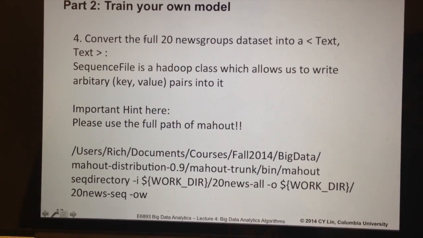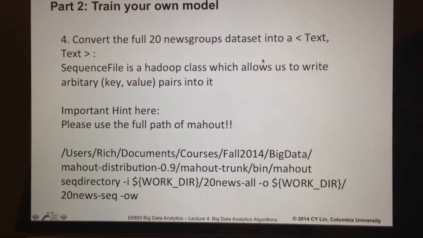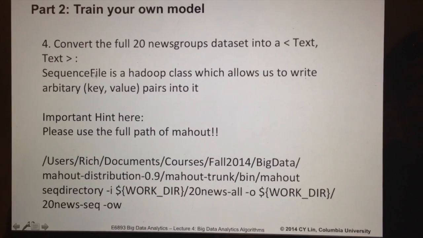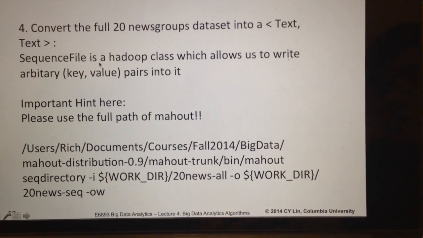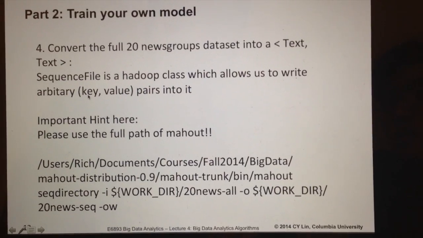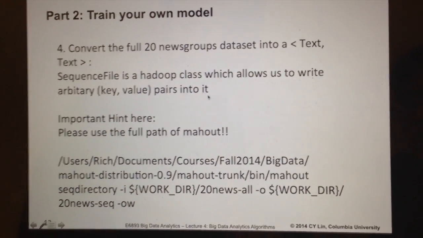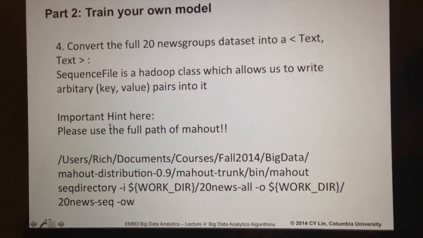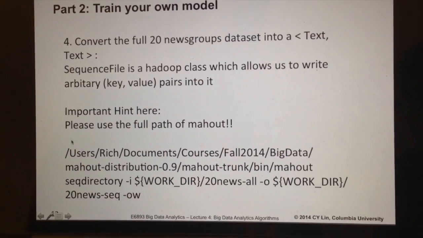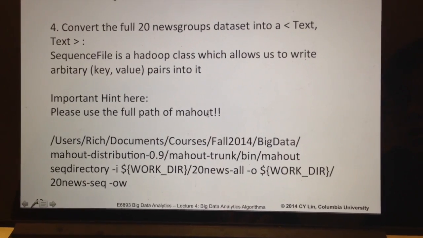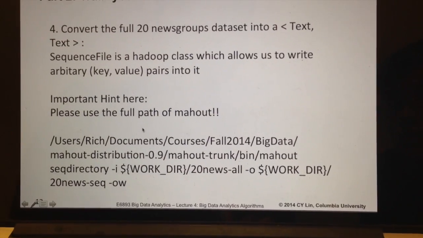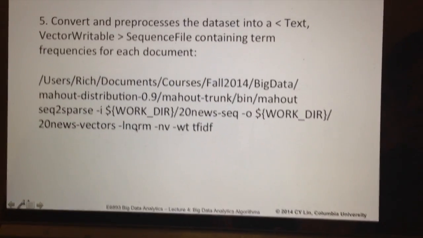Then you need to convert the dataset into a text sequence file. Just to recall the definition we use in MapReduce, a sequence file is just like key value pairs. And there's a hint here: when I tried to do that, a bug happened if I didn't use the full path of Mahout. So please remember to use that.